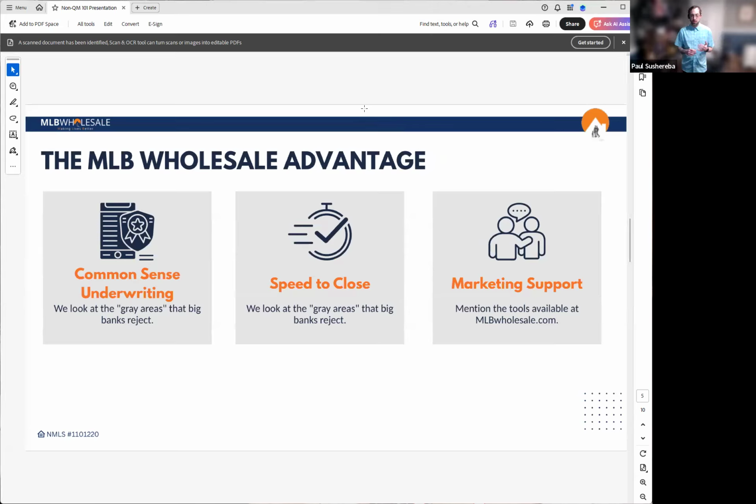The MLB wholesale advantage. Non-QM is driven by common sense underwriting. We really try to stick to the core of what we have to prove in the guidelines. Sometimes that doesn't always make common sense. I use the joke sometimes with folks on the phone. You're making the very common misconception of applying common sense, because sometimes in non-QM, just like agency or VA, you're looking at a rule that's a rule because the guidelines say so.